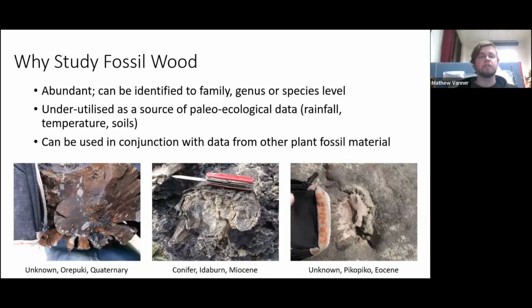So firstly, why would we want to study fossilised wood? Well, as most people can tell you, it is incredibly abundant. It can be identified to mostly usually family genus level. Once in a while, you might be able to identify it down to species level as well. It is currently in New Zealand underutilised as a source of paleoclimate and paleoecological data. We don't really have anybody who previously has used this material as a form of paleoclimate studies. And this material can be used in conjunction with data from other plant fossil material like leaves or seeds or pollen or what have you.